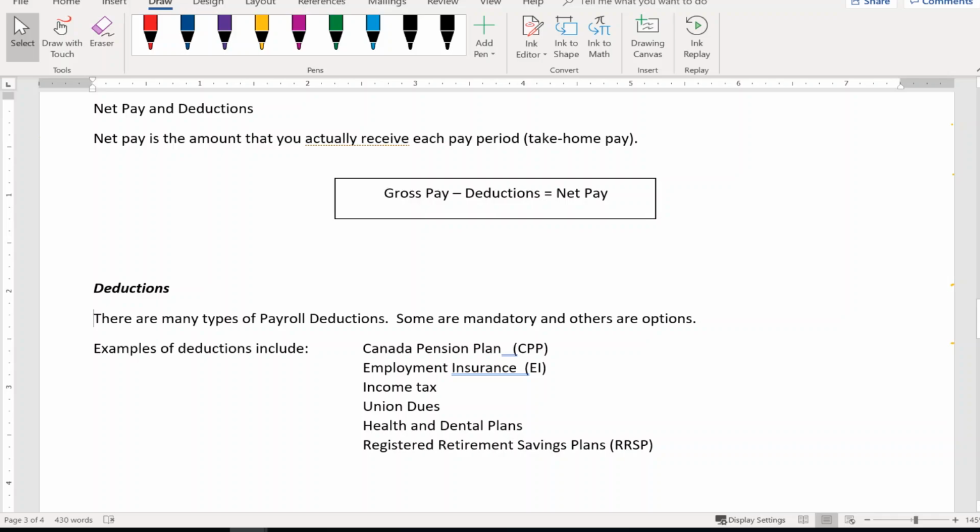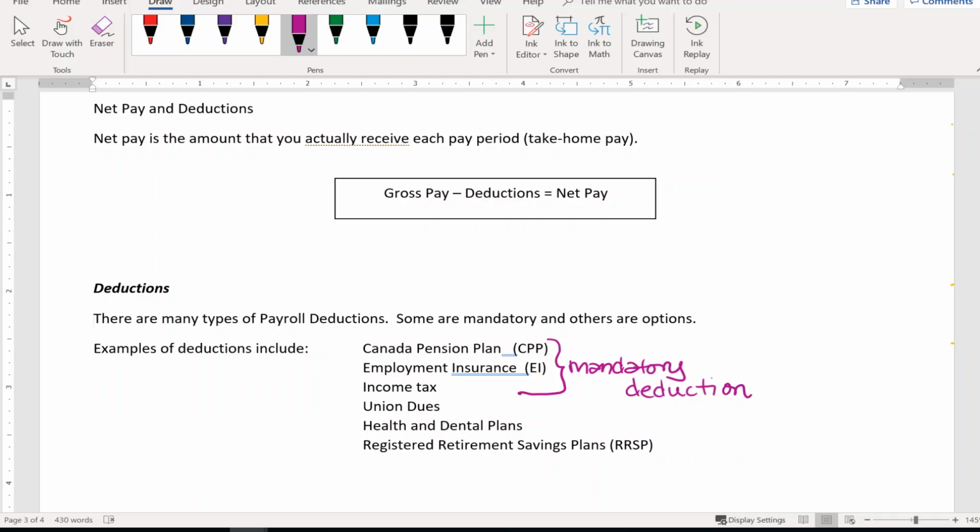There are three deductions that are mandatory in Canada. Those are the Canadian Pension Plan, employment insurance, and income tax. So these three are mandatory deductions. That means you have to pay these, whether you're self-employed or whether your employer deducts them for you.